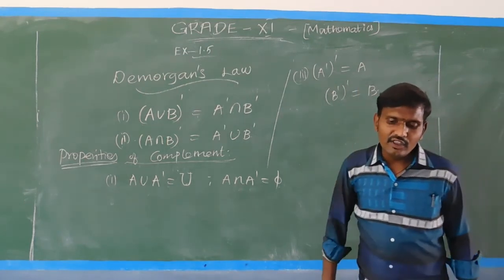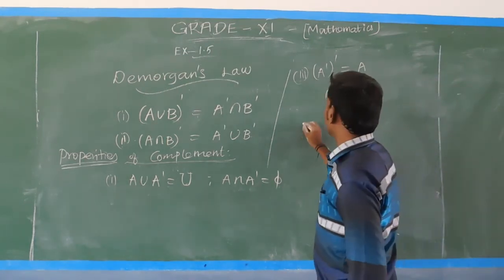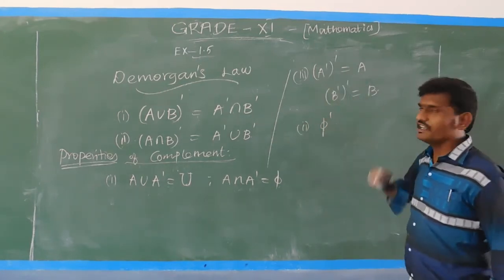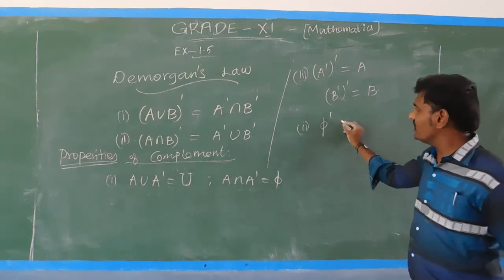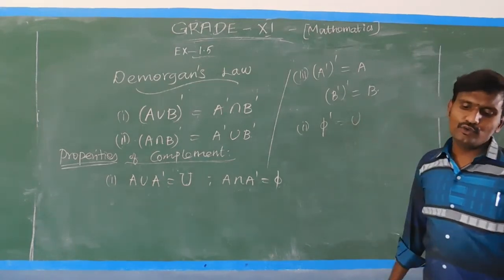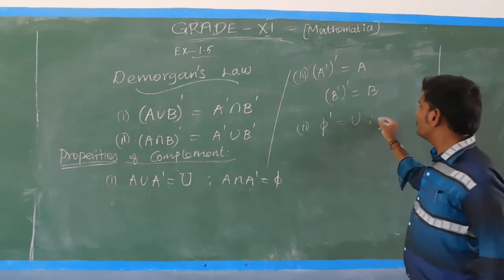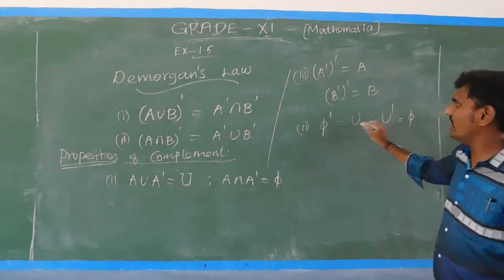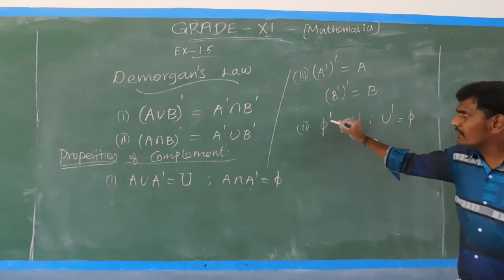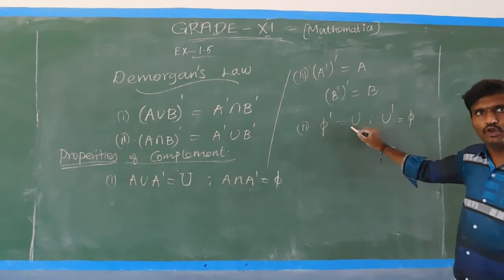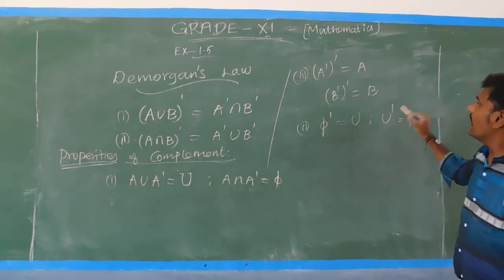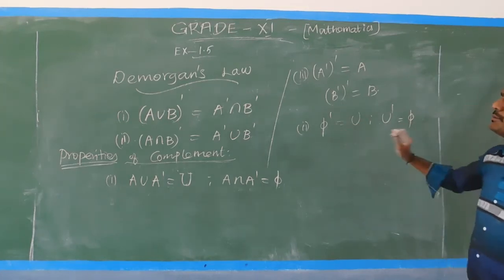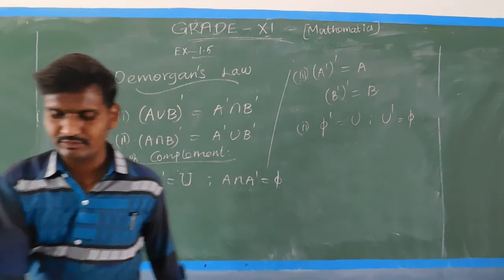Then finally, the fourth property is, I am taking the empty set phi, taking a complementation which is equal to the universal set. So phi' is equal to U, and U' is equal to phi. U means what? Universal. Okay, have you got it, children? When I take the complementation of the empty set, it will come universal, and when I take the complementation of the universal set, it will come empty set. So these are your properties of complement.